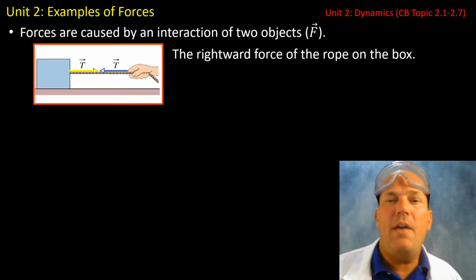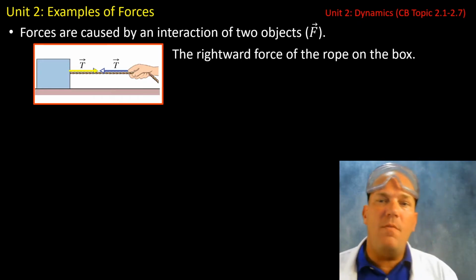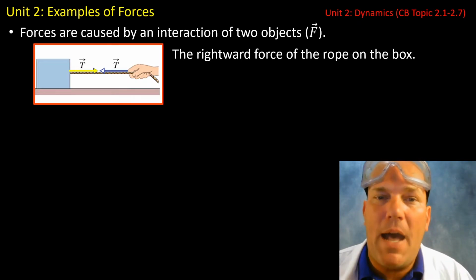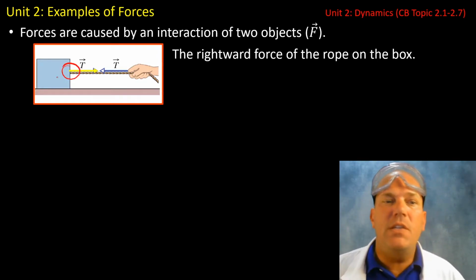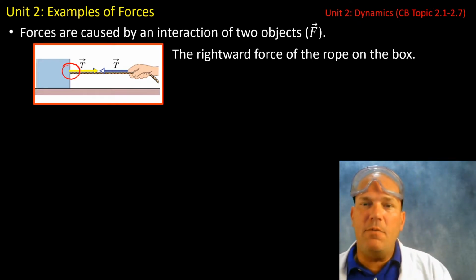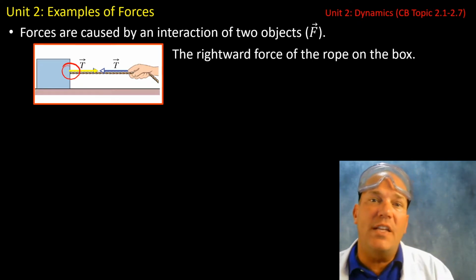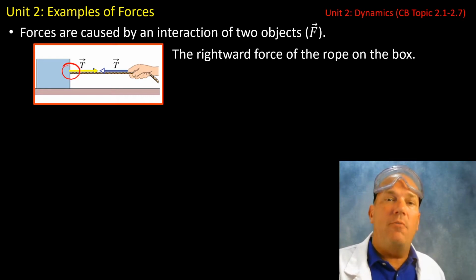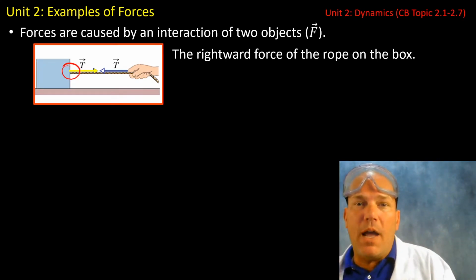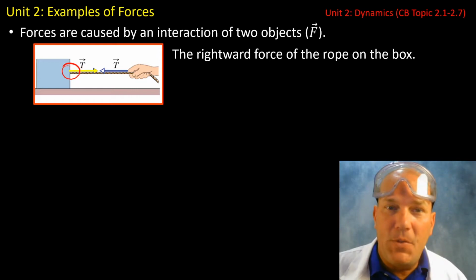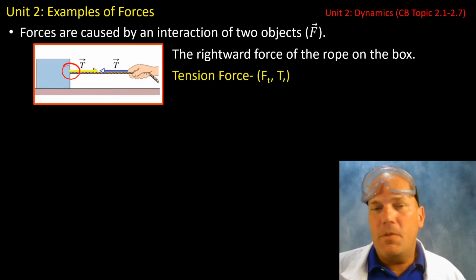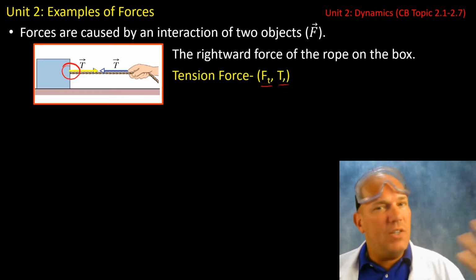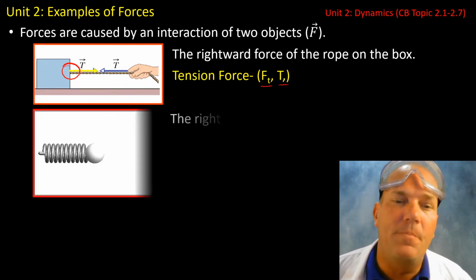So here we have the rightward force of the rope onto the box, okay? So we have a rope, we have a contact force here, and I'm again referencing the forces exerted onto the box, and that would be a force to the right of the rope onto the box. And that's known as a tension force. So I'll typically denote with either one of these. I want my students to know all of them that are acceptable.